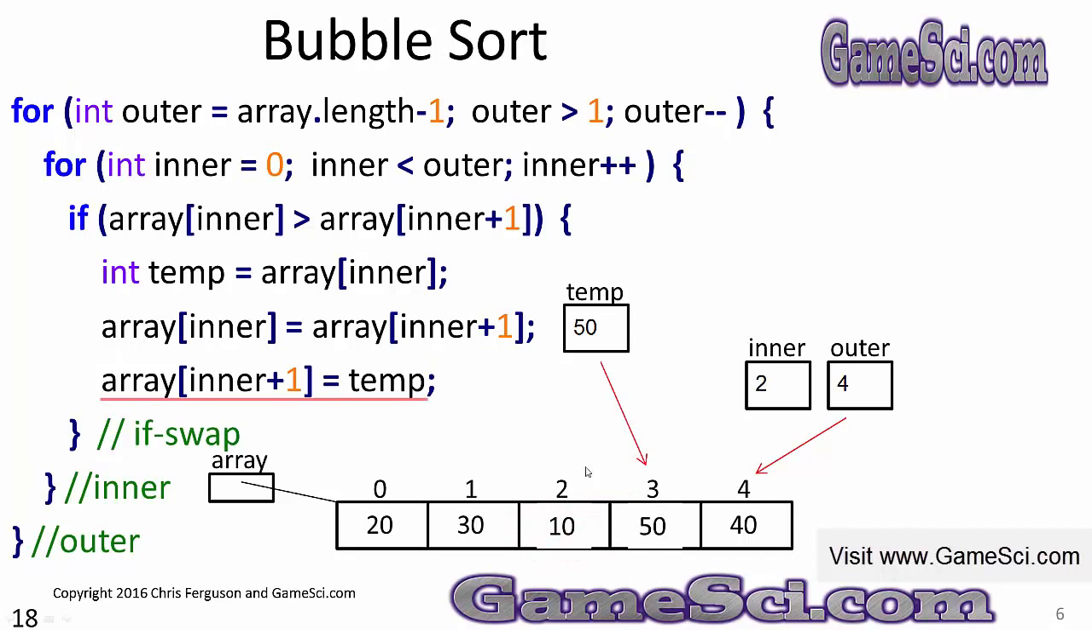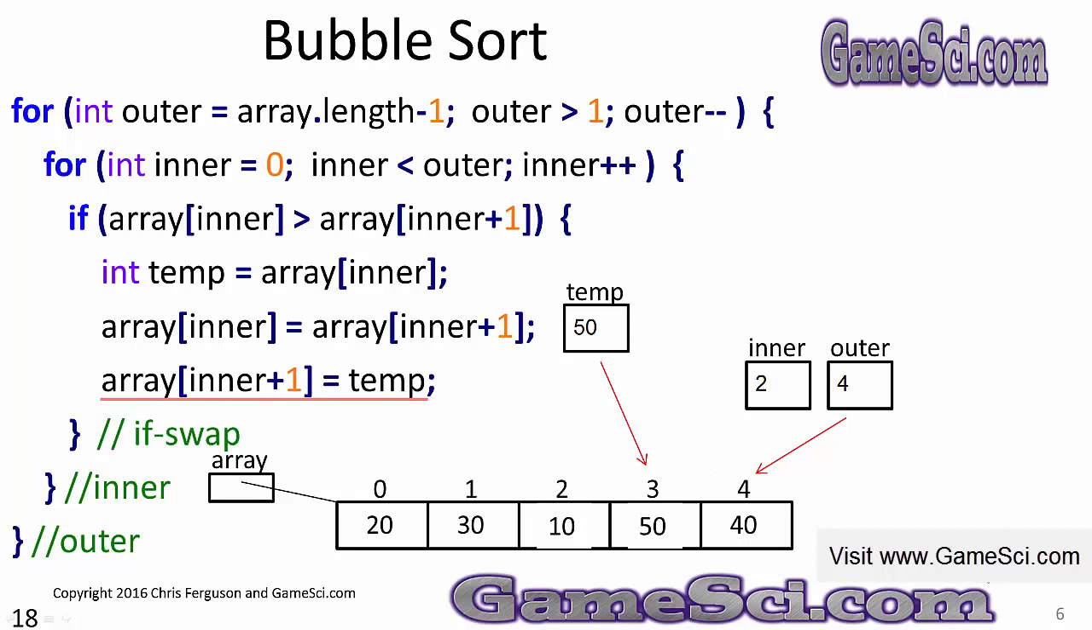We'll take it from temp and move it to inner plus 1. What we just executed there was called a swap. When you want to swap two numbers in the array, you want two numbers to change places in the array, it takes a third variable and 3 assignments to do it. So we shifted the 50 out, we moved the 10 over, and then the 50 replaced or swapped with 10.